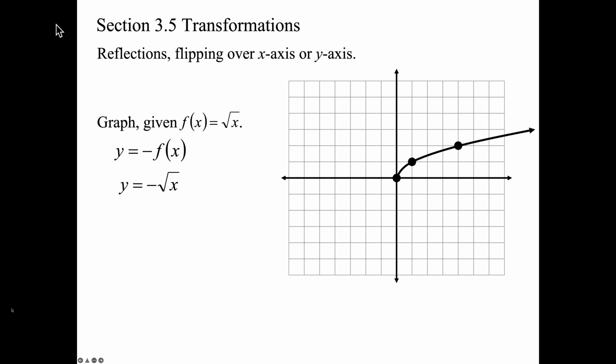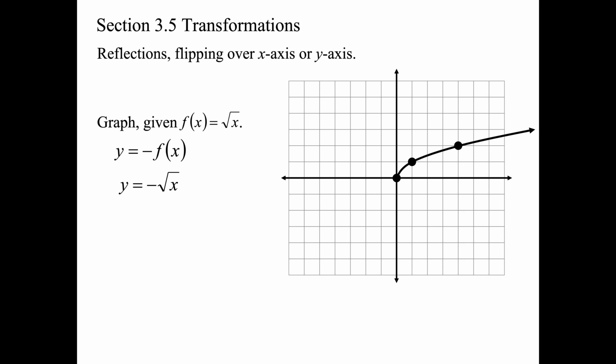All right, welcome to our third transformations, which are reflections, otherwise known as flipping, where we flip over the x-axis or the y-axis. Again, we're changing the sign values of your y-coordinates or your x-coordinates. So the function I'm going to use as my basic function is going to be the square root of x. I don't want to use my x squared because it's a parabola.